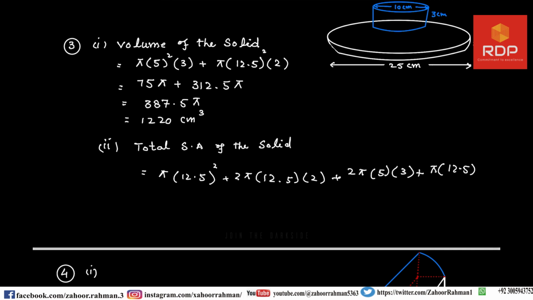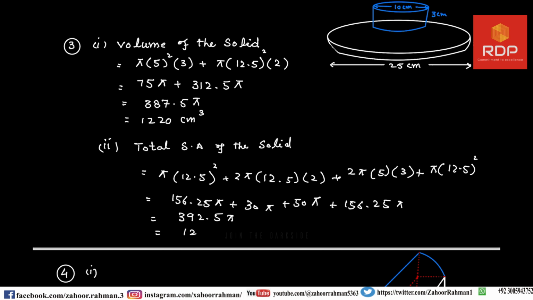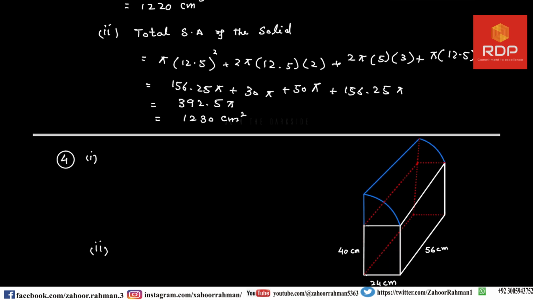12.5 square. Yes, so after putting in the values, 156.25 pi will be the answer of the first part, 30 pi the answer of the second part, 50 pi, and 156.25 pi, and as a result we will get 392.5 pi, and then at the end we will get 1230 centimeter square as the total surface area of this composite solid.